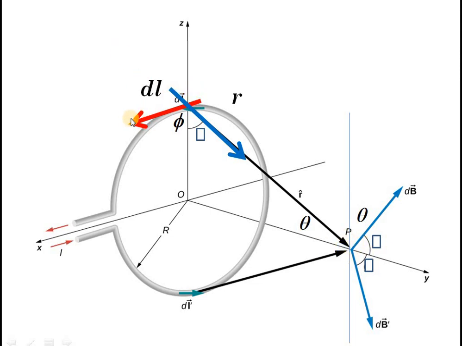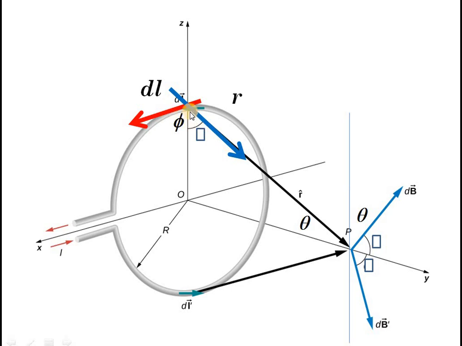And so our dL is like this, a red arrow, dL, and the r cap will be in this direction. r cap, the radial vector, is the unit vector in the radial direction. This is the distance between the current element and the point P. So r cap will be the unit vector along this direction.